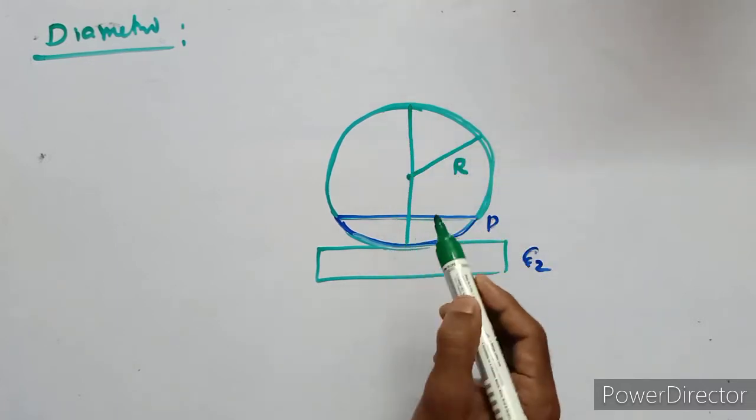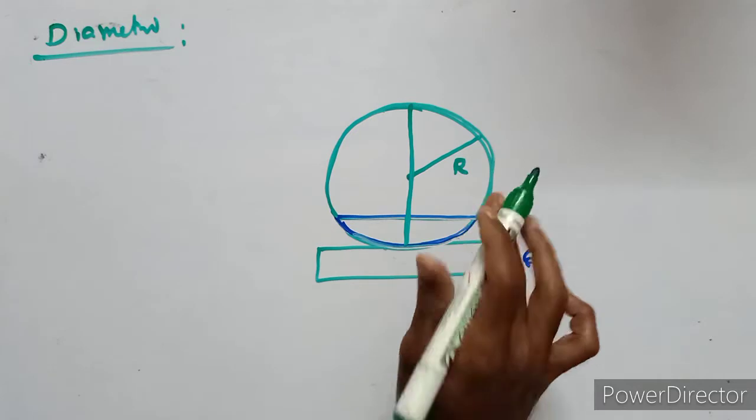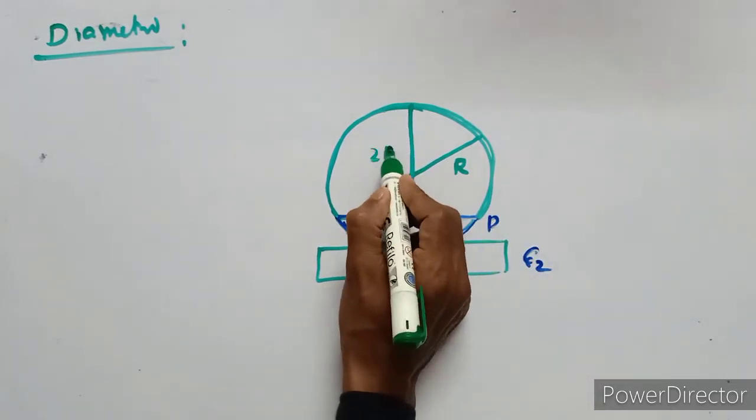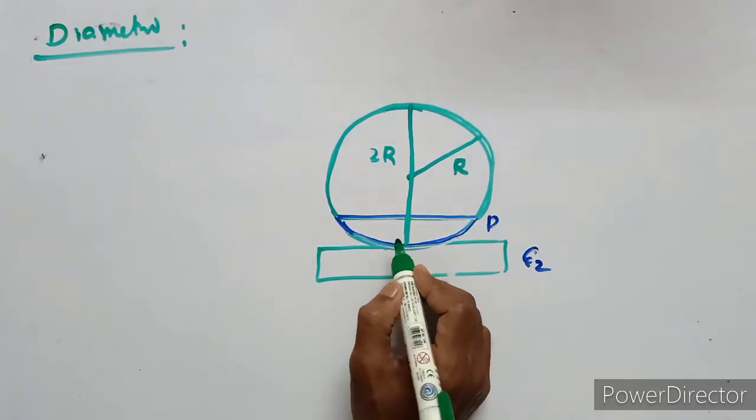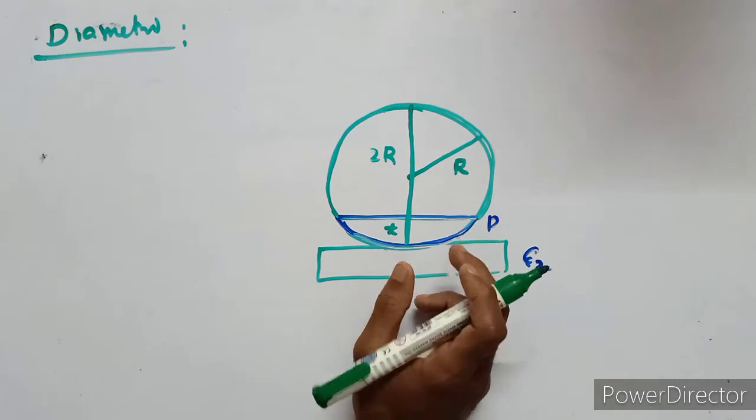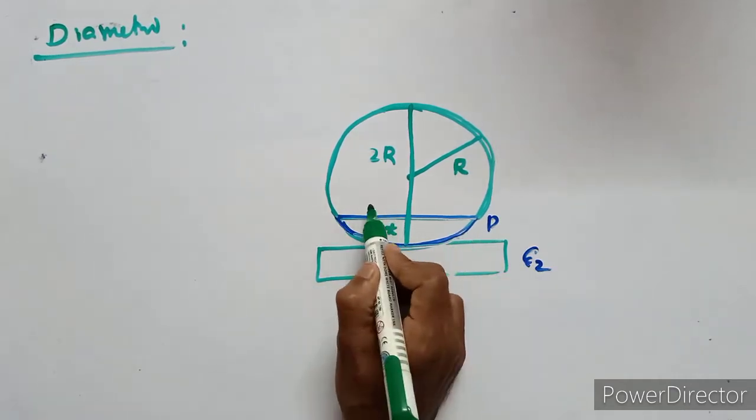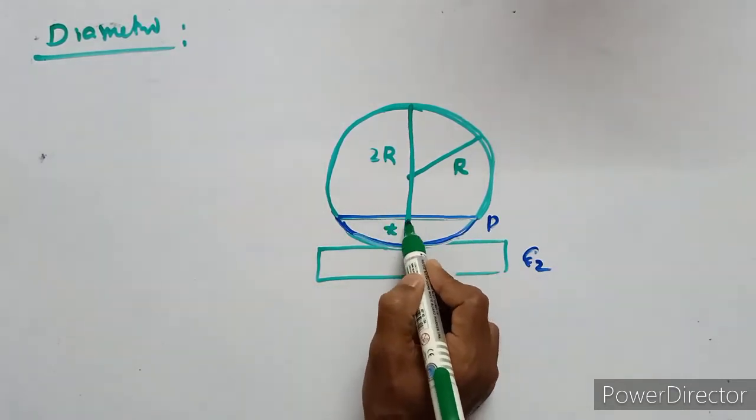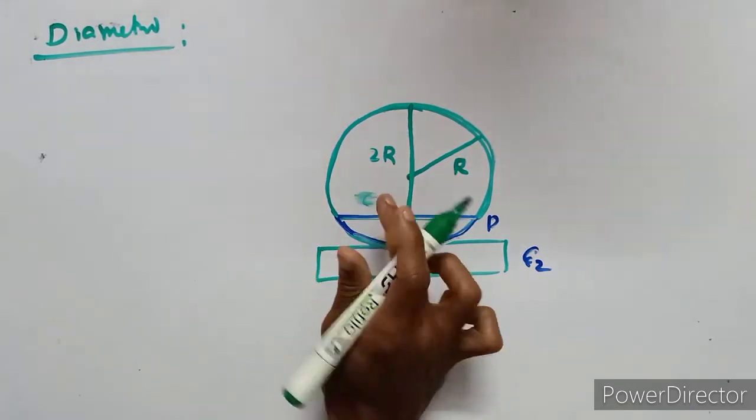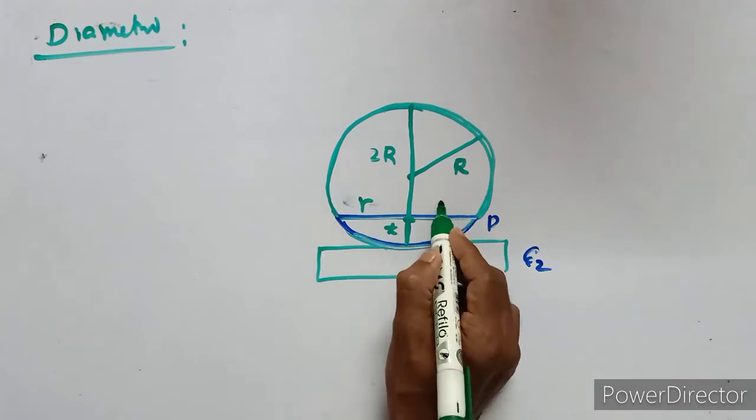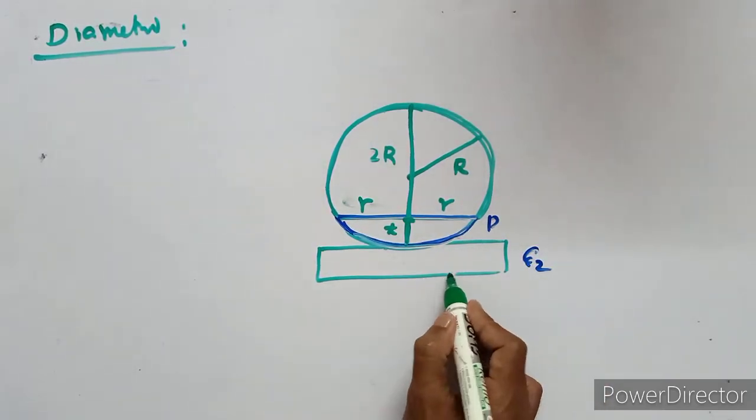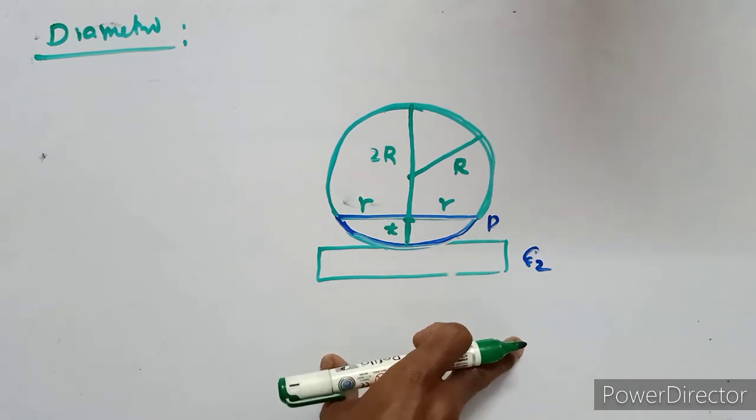Totally this is the diameter of this circle, not the diameter of the ring. This is the diameter 2r. This is the thickness of the plano convex lens. This is the thickness t, and this value is the small r. Okay, this is for the purpose of calculating the diameter of the ring.